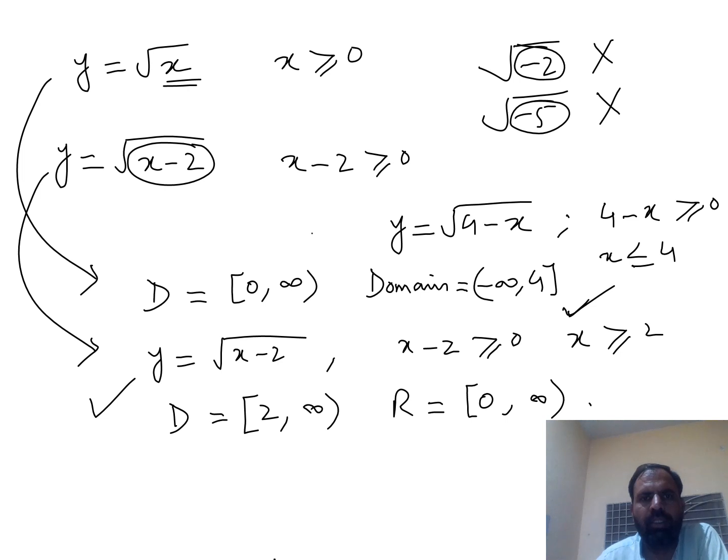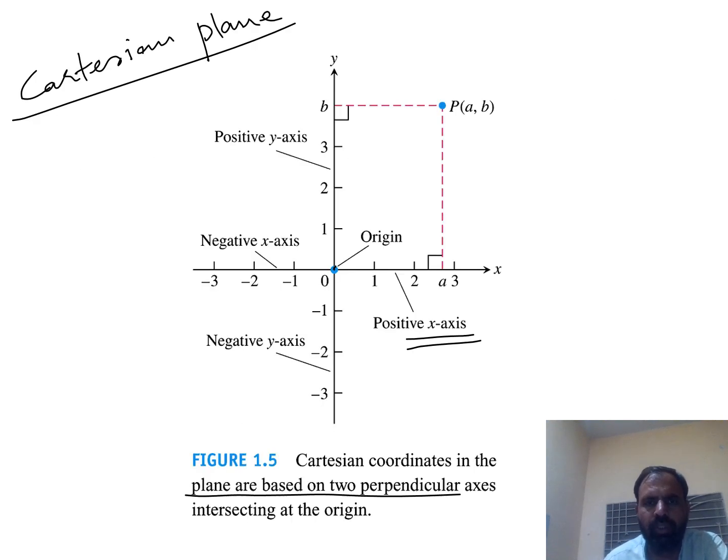So here is the function y equals square root of x. The domain of this function is 0 to infinity, and the range of this function is also 0 to infinity. It is very easy to find the domain and range of functions.